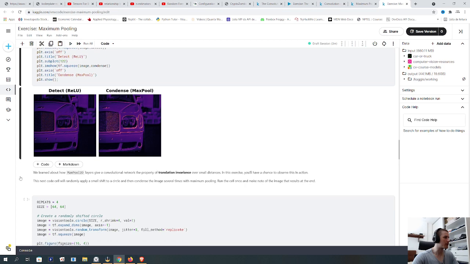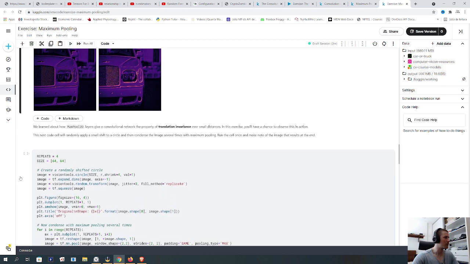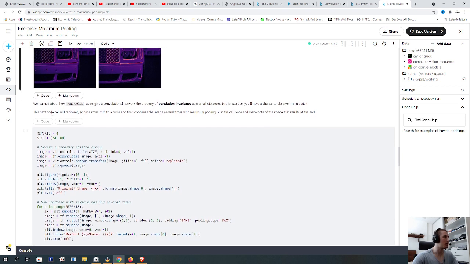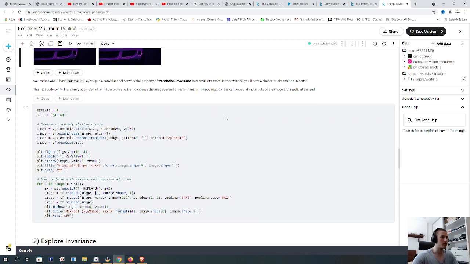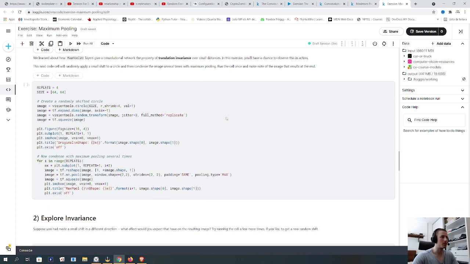It intensifies it, everything. Learn about how max pool 2D layers give a convolutional network the property of translation invariance over small distances. In this exercise, we'll have a chance to observe this in action. This next code cell will randomly apply a small shift to a circle and then condense the image several times with maximum pooling. Run the cell once and make note of the image that results at the end.